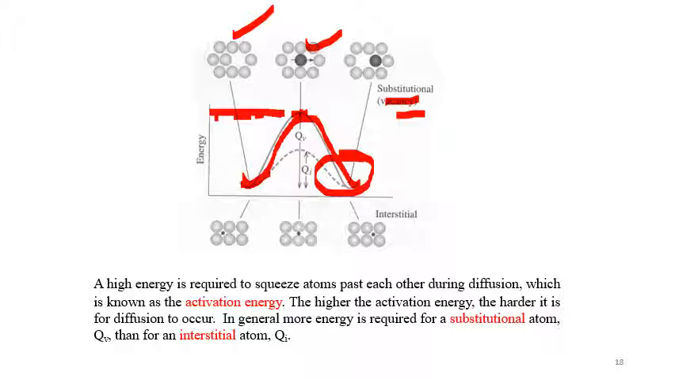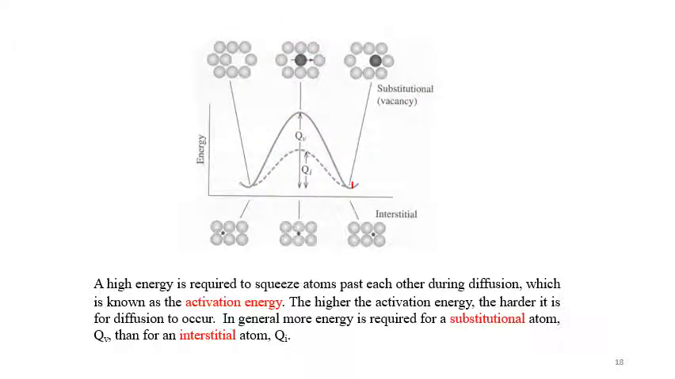For substitutional diffusion, the energy required will be very high compared to interstitial diffusion. So by that we can easily understand that to have diffusion, we need either a vacancy or an interstitial. Now the very important thing is: what are the factors which are going to affect the diffusion?